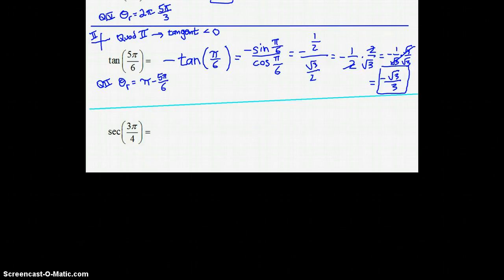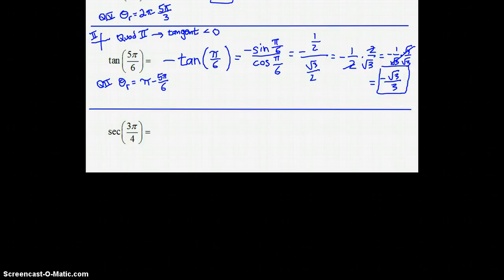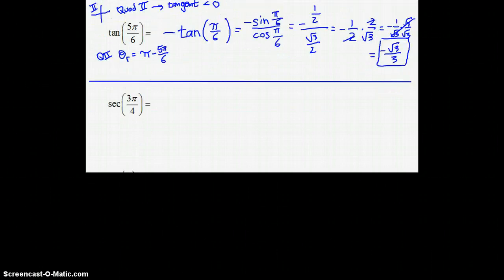Okay, 2 more. Secant of 3 pi over 4. So now secant, remember, secant is 1 over cosine. So this is going to be 1 over cosine 3 pi over 4. That's supposed to be a 3. Pi over 4. Okay.